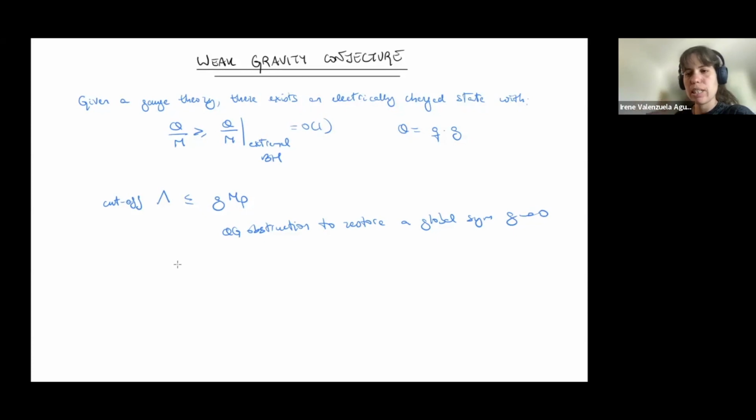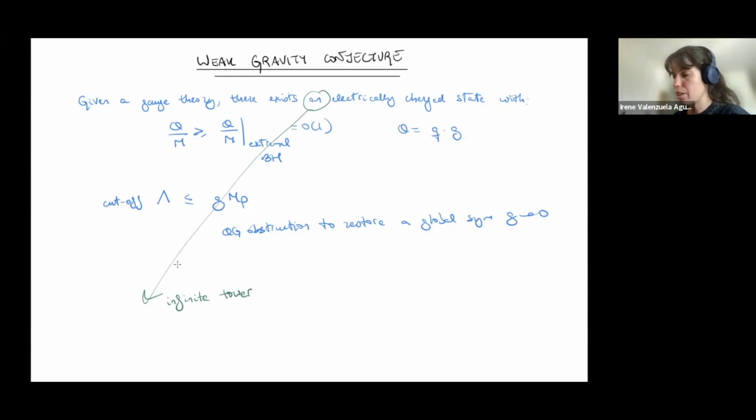Now you could say that the difference is that it seems I'm only talking about one particle, but originally this conjecture was formulated by requiring the existence of a single particle, because that's where the black hole motivation comes from. But the current status is that you need to have not only one, but you need to have infinitely many. Again, like an infinite tower of states satisfying this.